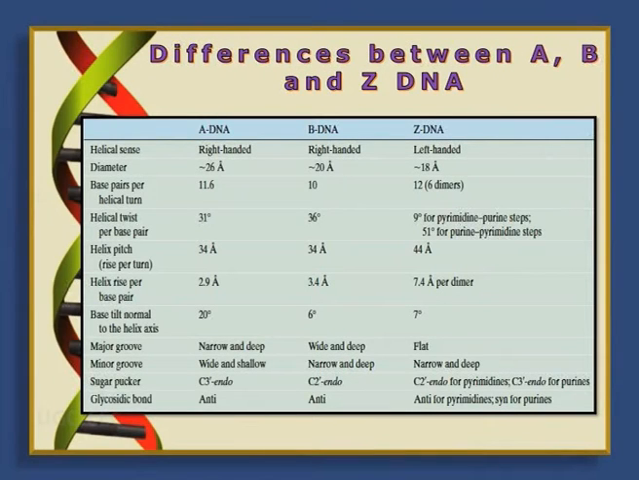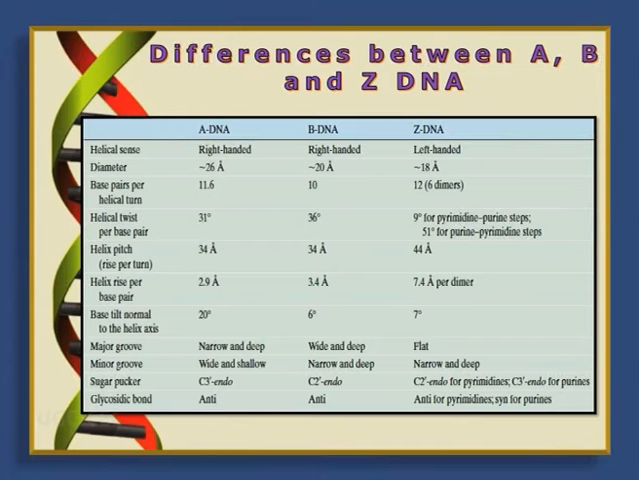Let us see what they are. The diameter of A DNA is 26 angstrom, B DNA is 20 angstrom, Z DNA is 18 angstrom. Base pairs per helical turn is 11.6 in A DNA, 10 in B DNA, 12 in Z DNA, making it 6 dimers. Helical twist per base pair is 31 degrees in A DNA, 36 degrees in B DNA, 9 degrees for pyrimidine-purine steps, and 51 degrees for purine-pyrimidine steps in Z DNA.